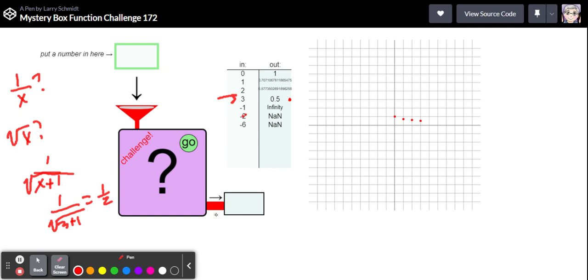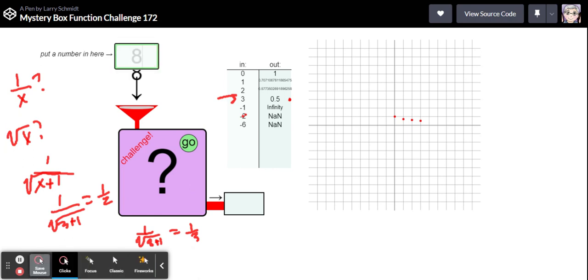I think we may have got this. Let's think of another number to test. So if we put in an 8 here, that would be 1 over the square root of 8 plus 1. So that would be 1/3. 8 plus 1 is 9. Square root of that is 3. So let's put in an 8 and see if we get 1/3. And there it is, 0.3 repeating. So I think we've got this.